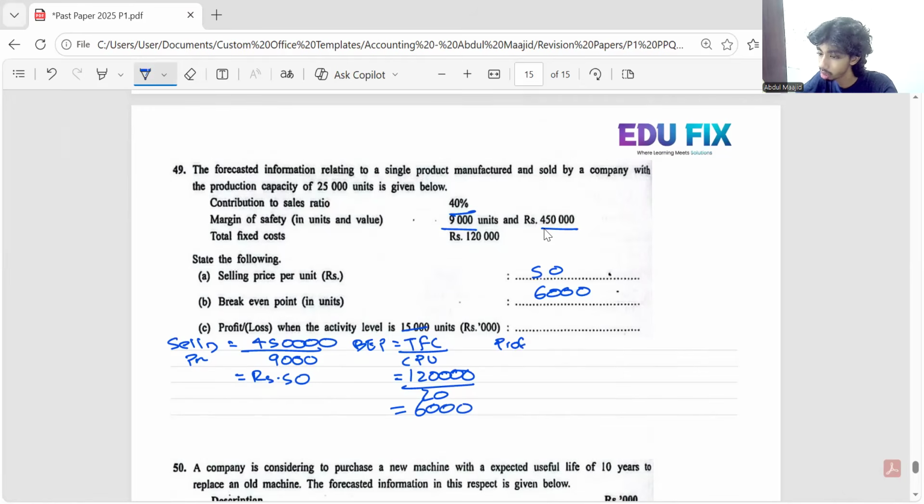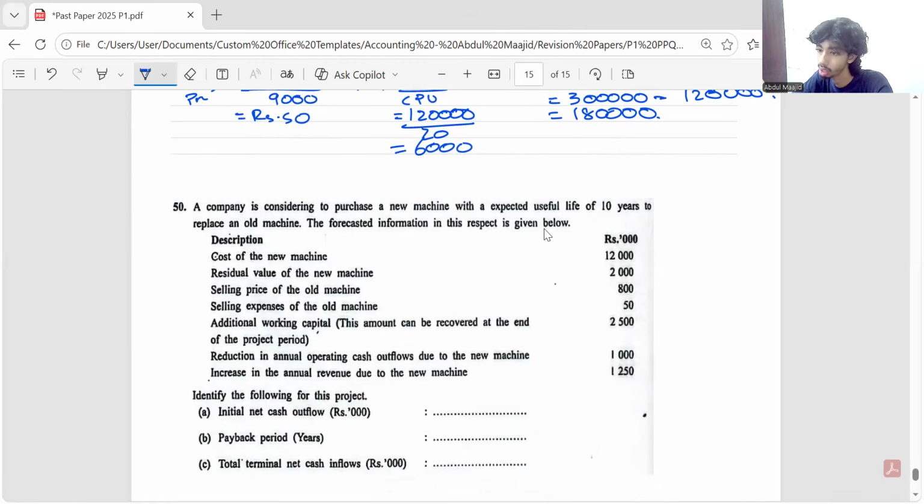Then profit or loss when the activity level is 15,000 units. So profit equals total contribution minus total fixed cost. Contribution per unit is 20. Then at 15,000 units, the contribution will be 20 into 15,000, 300,000. Total fixed cost is 120,000. Therefore, your profit will be 180,000. So they are saying to write the profit in thousands, that will be 180. Then last question.